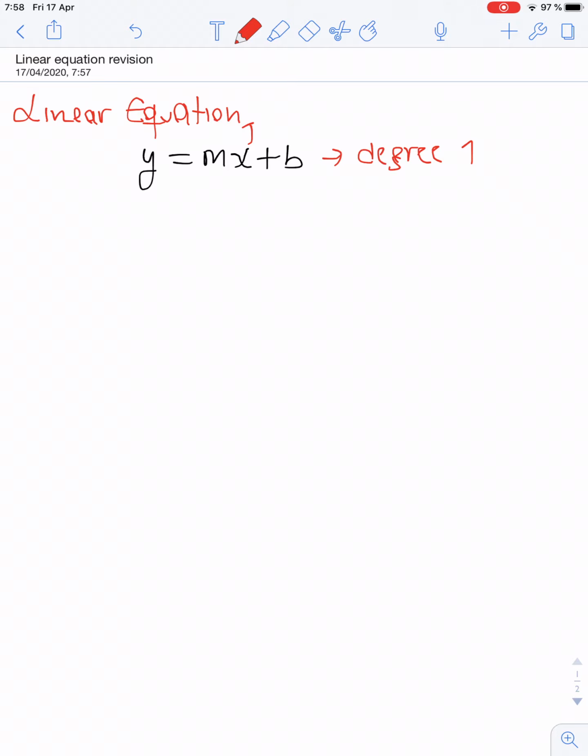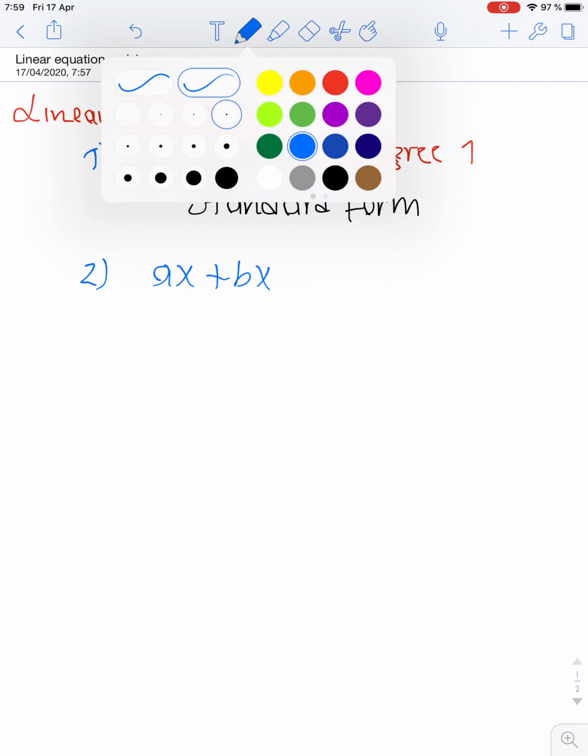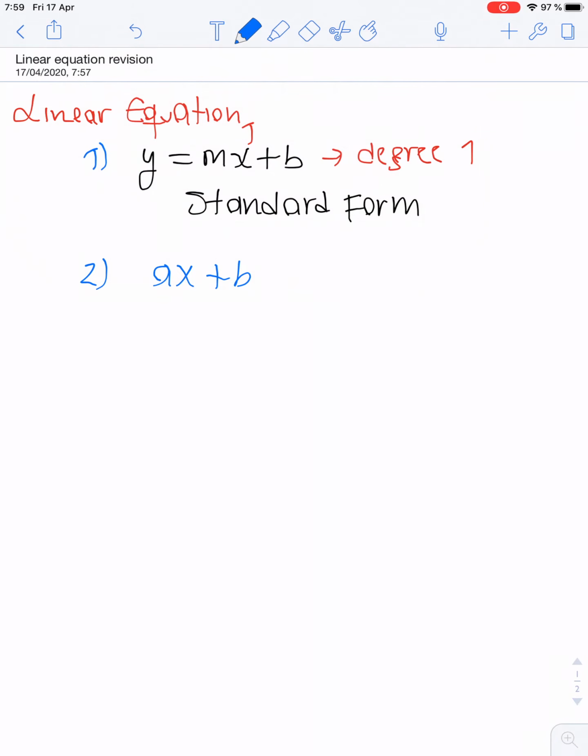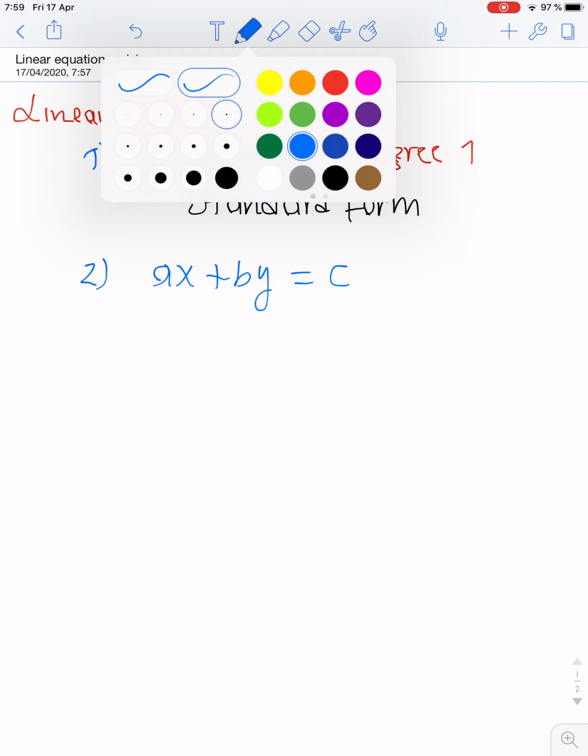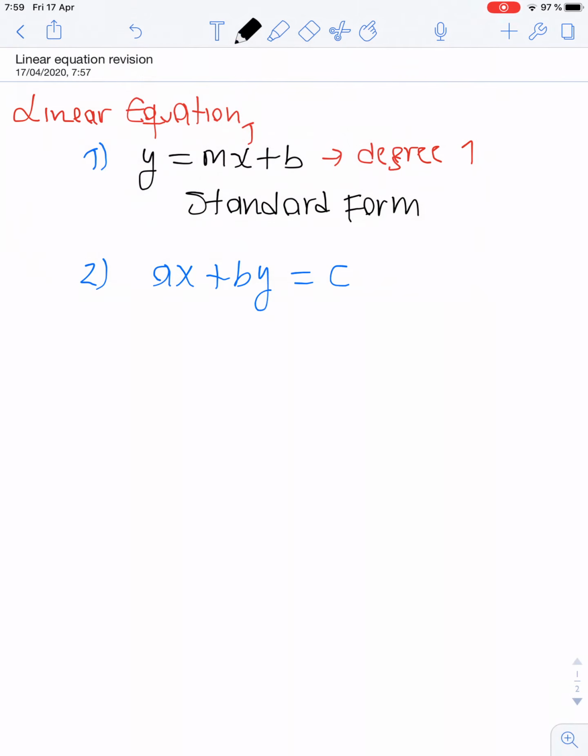In the linear equation we can recognize this formula, that is the standard form, and we can recognize a second form, that is ax plus by equal c. It is the gradient intercept form.